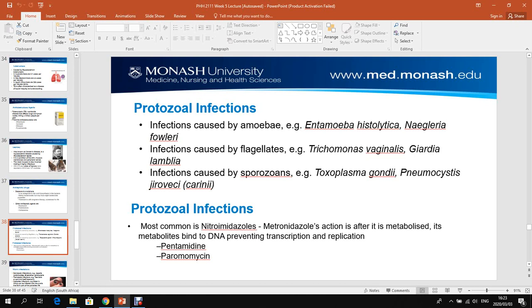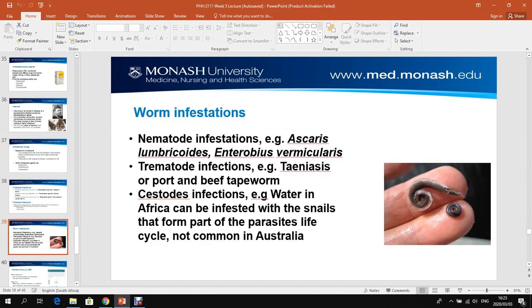An example of antiprotozoal drugs is pentamidine and paromomycin. So those are two examples of antiprotozoal drugs.